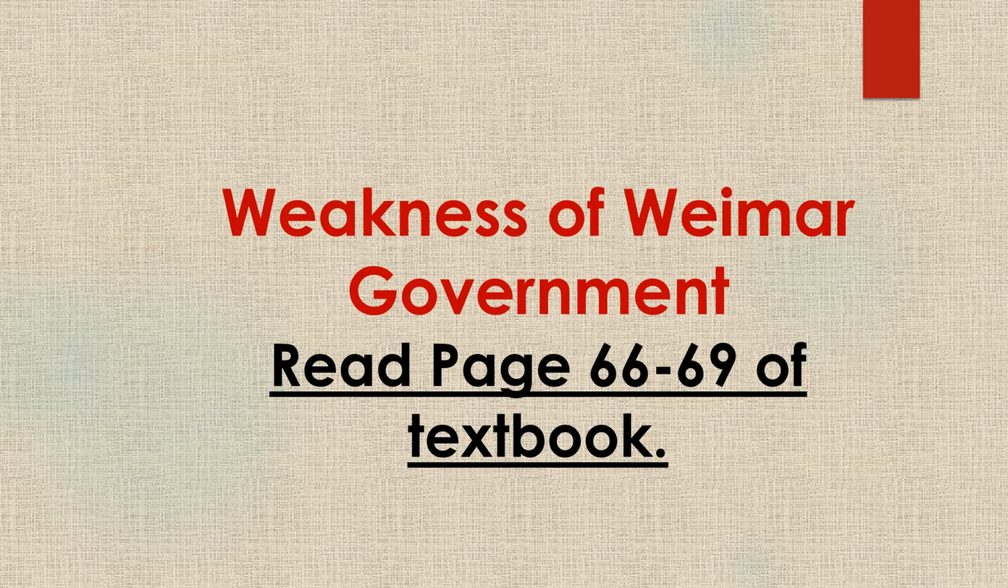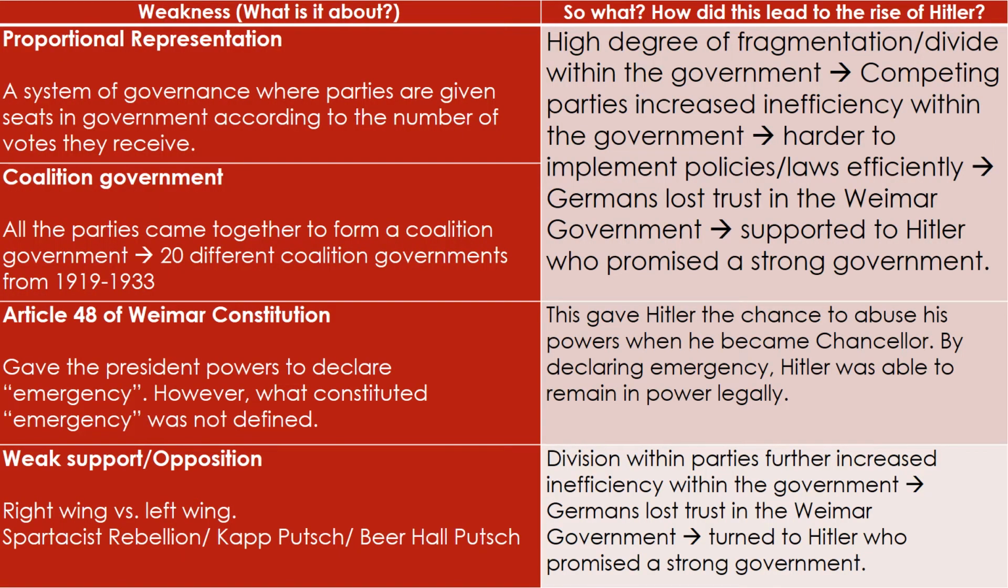So, we are now going to the first reason behind Hitler's rise to power. Okay, and that reason is the weakness of the Weimar government. In this table here, all you see are the many weaknesses of the Weimar government. In total, you have 4 here. This corresponds to the information in your textbook. So what I have done is to summarize the different arguments.